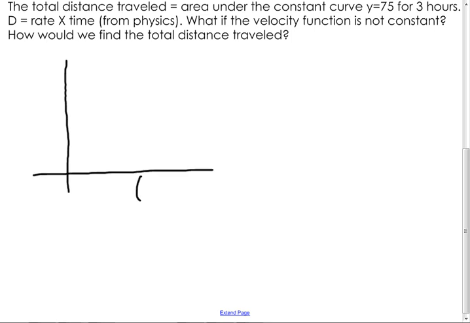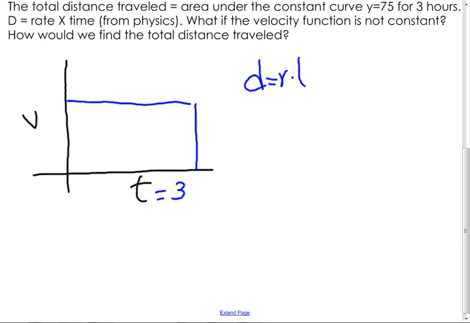So here's your time, and here's your velocity, and you're going to travel at 75 miles per hour the whole time. And so this is t equal to 3. And so remember that distance, remember this from 9th grade physical science, is what? Rate times time. Do you remember that?